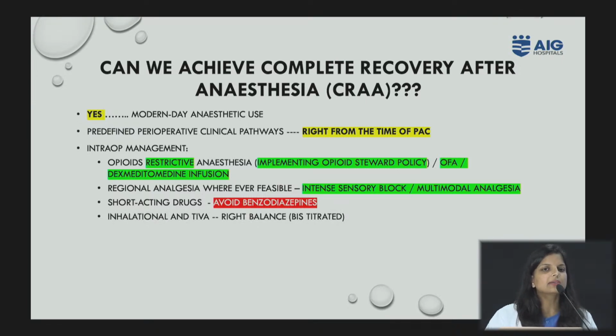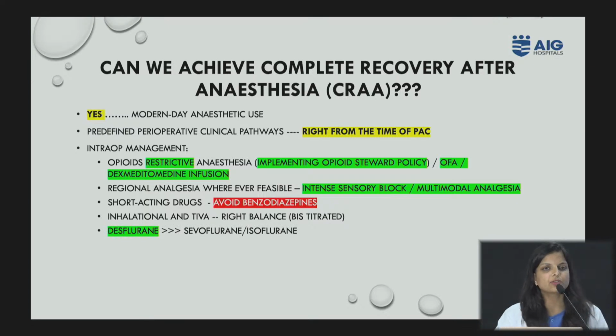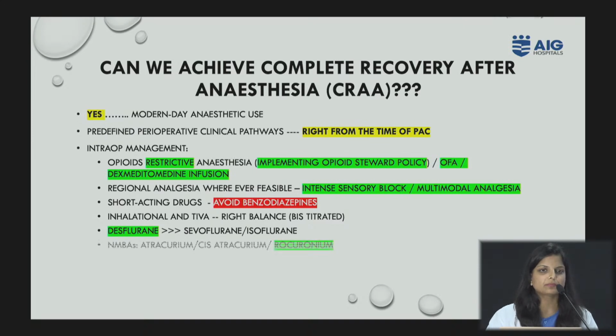There is always a right balance that we use between inhalation and TIVA, which is BIS titrated. We prefer using desflurane over sevoflurane and isoflurane. I understand there are many studies being published regarding the greenhouse effect caused by desflurane and anesthesia gases. But with the amount of the anesthesia drugs and the desflurane that we are using, the effect on the greenhouse or the ozone layer is very low. That is just very abysmal.